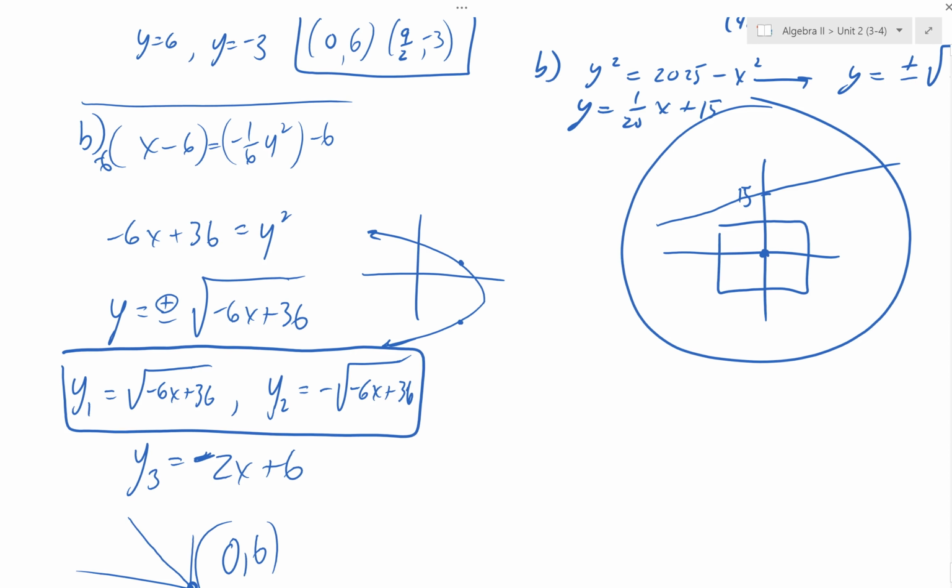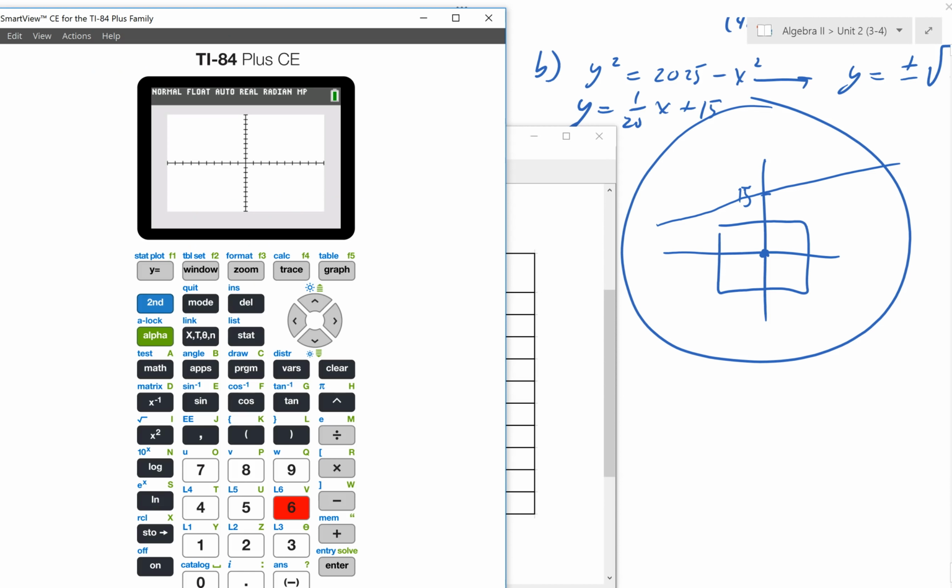So I'm going to change my viewing window so that I can see the circle. And so I'm going to go all the way out to 60. So negative 60, 60, negative 60, and 60. Now I should be able to see the circle and the line. There's the top half, there's the bottom half, and both intersections are on the top half, so I don't really need the bottom part of the circle at all.